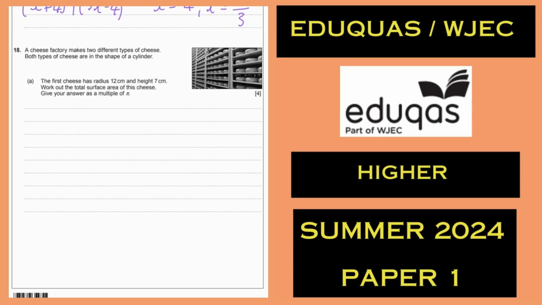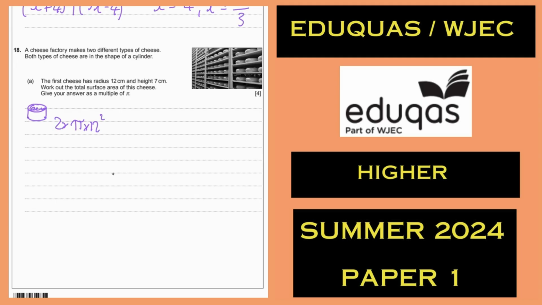Number 18, because we needed a picture of loads of cheese, didn't we? Otherwise, who'd have known? Surface area of a cylinder. There's a circle on the top and a circle on the bottom. We need to find the area of the top and double it. The area of the top is pi times the radius squared doubled.